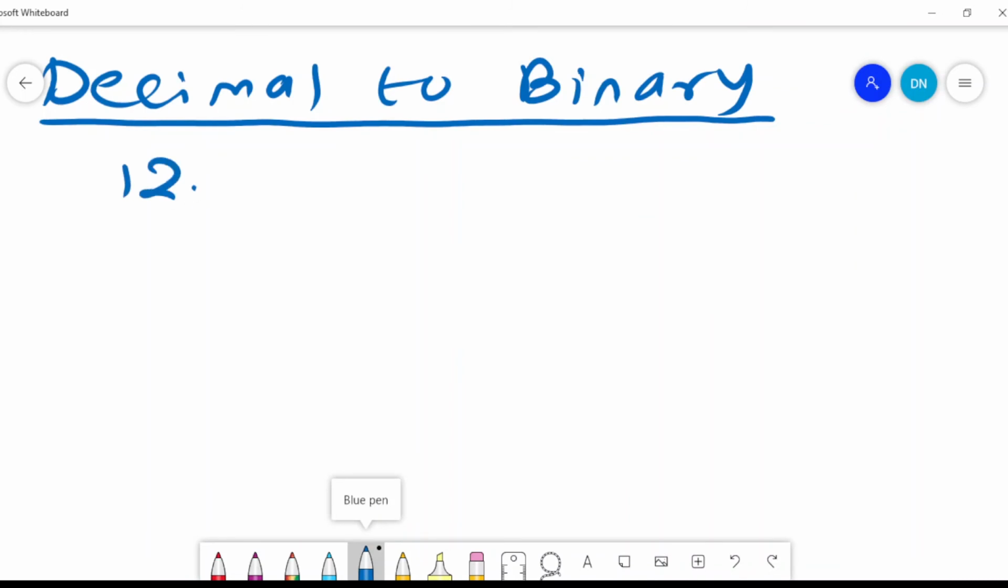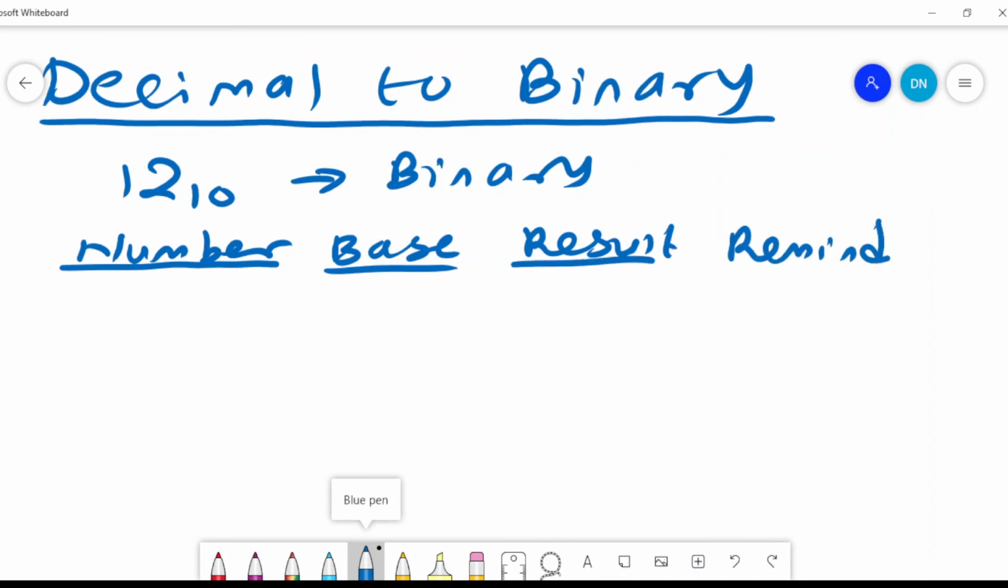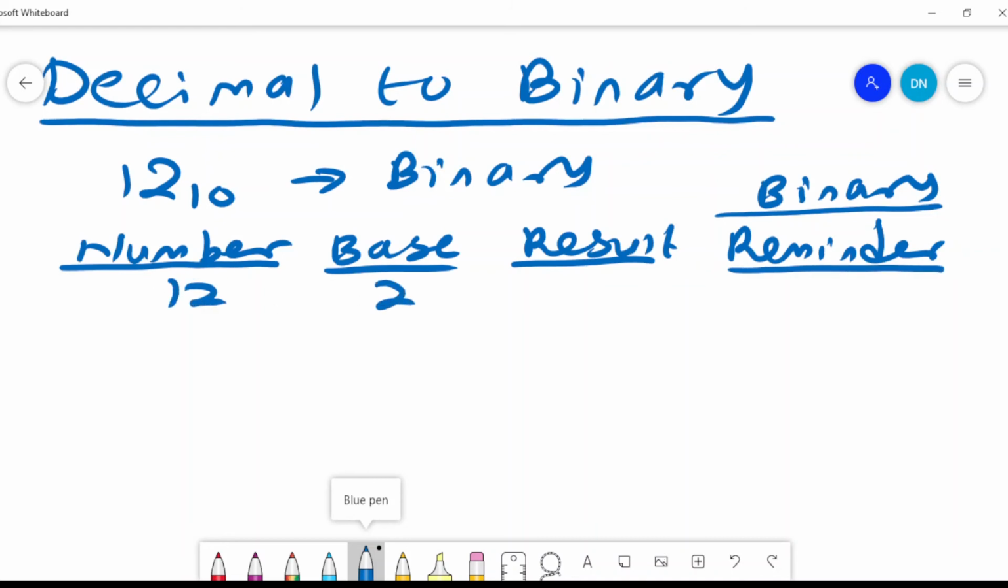12 to base 10. We want to move to binary. So what I have is the number, the base, the results, and the remainder, and the remainder is also my binary number. So for example, my number is 12. 12 divided by 2, which is the base of the binary, is 6, remainder 0.